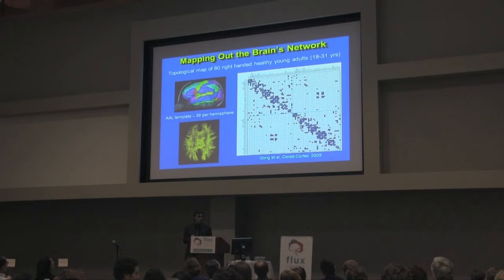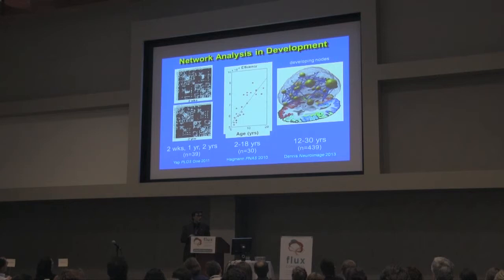And people have started to do this in terms of studying development with diffusion tensor imaging. There are studies on infants, there are studies during adolescence and early childhood, and there are studies from adolescence to young adulthood.